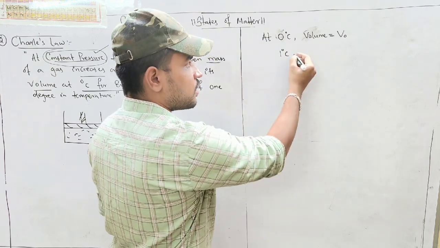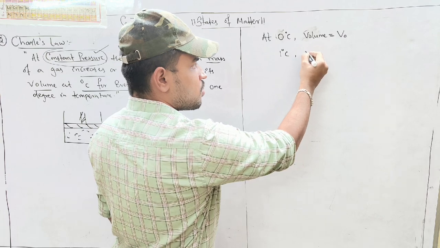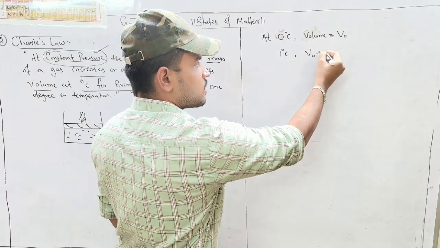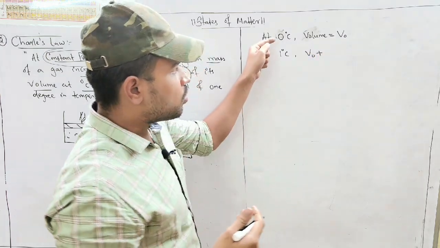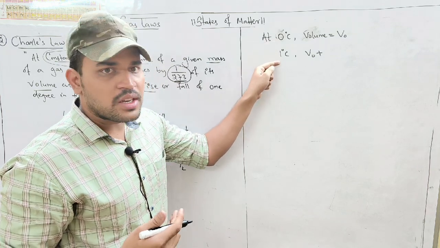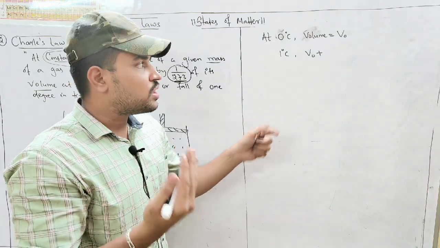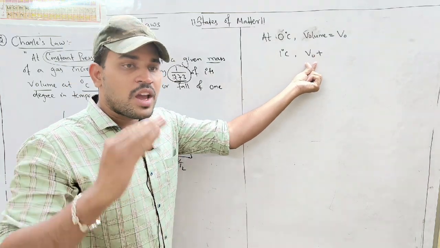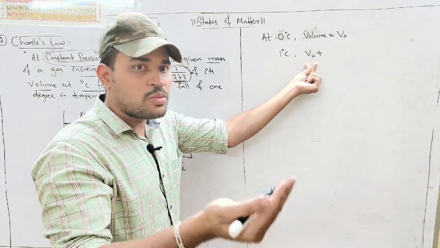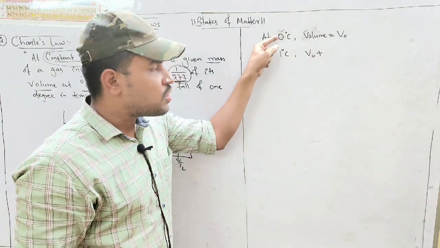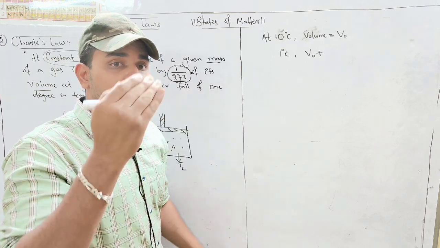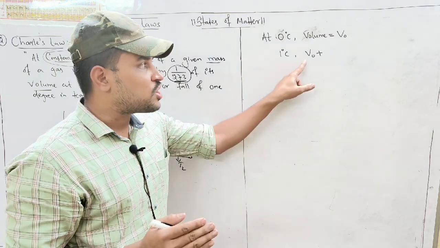At 1 degree centigrade, the volume becomes V0 plus, as I told you, for every rise of 1 degree centigrade, how much is the volume going to increase? The initial volume will be there, and the extra volume that is going to increase because of the rise of 1 degree centigrade is 1 by 273 times its initial volume.